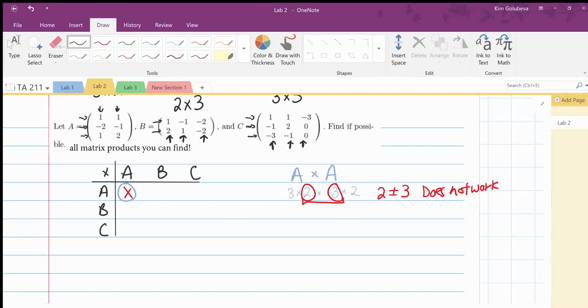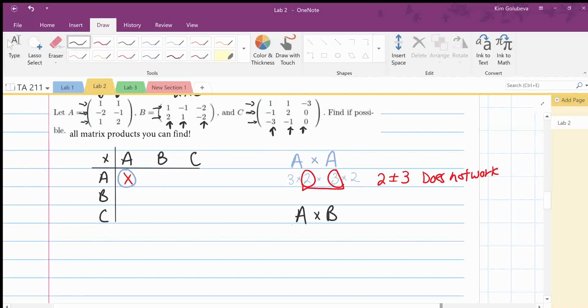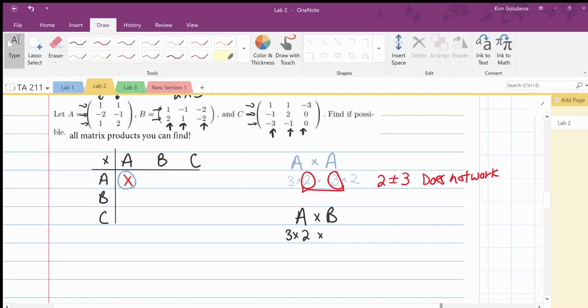Similarly, we're going to multiply A by B, and we'll write out the dimensions here. So we have a 3 by 2 by 2 by 3, and we look at the inner dimensions to see if they match, and yes, 2 matches 2, 2 equals 2, so this one works.